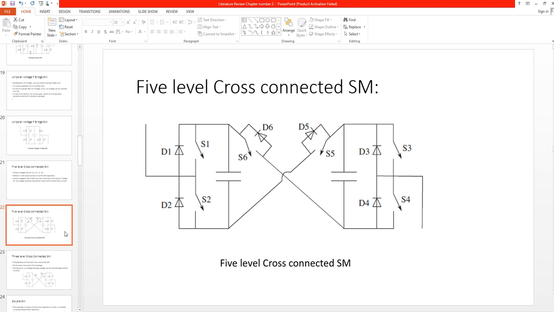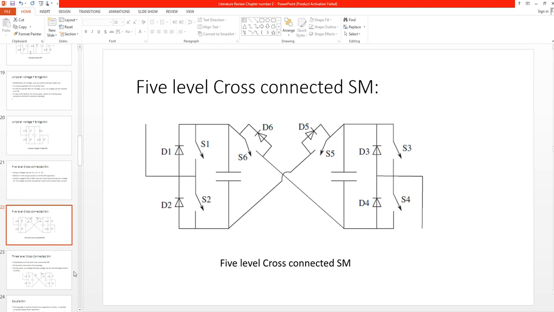So we don't want to increase the complexity of the circuit, rather we want to control the fault currents. We want to control the fault currents. We don't want the converter to lose its control over the circuit, over the different parameters. So this is a 5-level cross connected submodule.